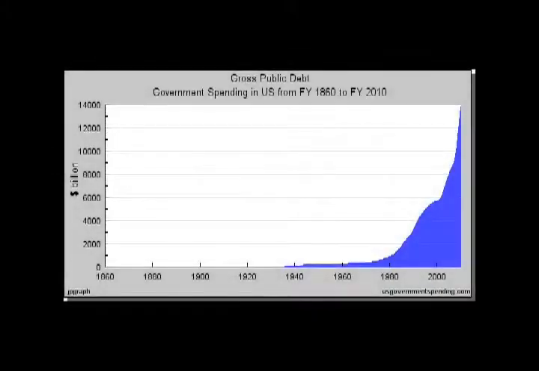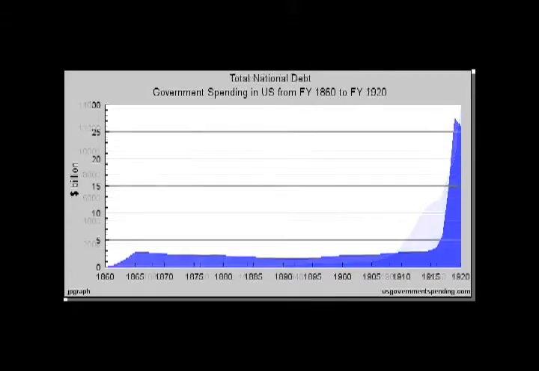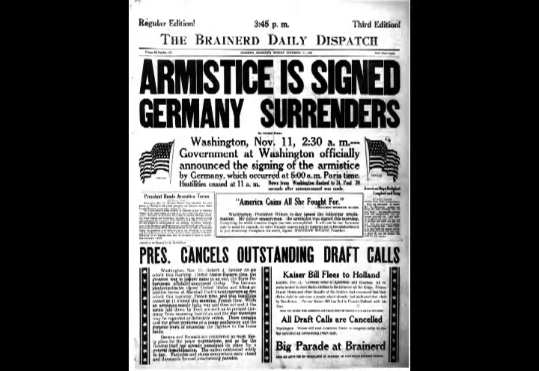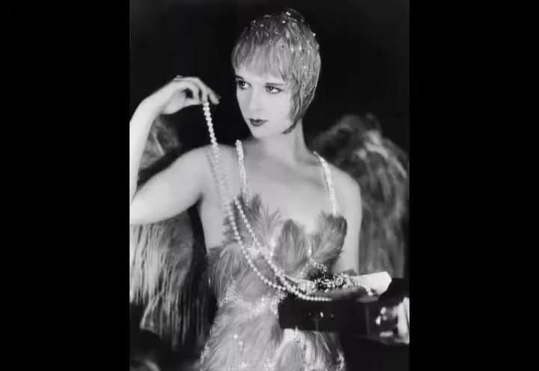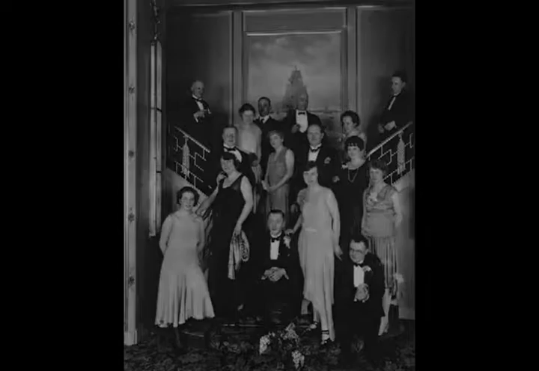This chart represents total debt in the United States, all debt public and private. From 1860 to the end of World War I, debt was low and growth was slow. Then, after the armistice in 1918, debt moved up rapidly. This was a period called the Roaring Twenties. The reason for this increase in debt was because technology had caught up with us.